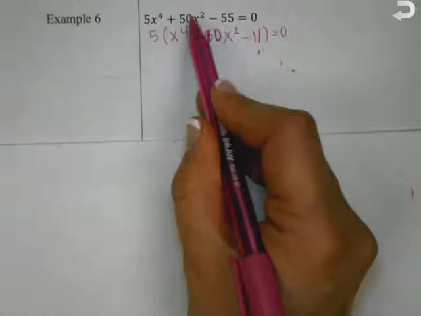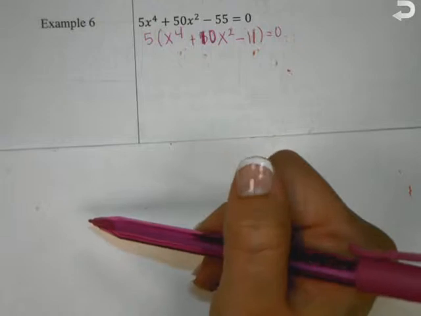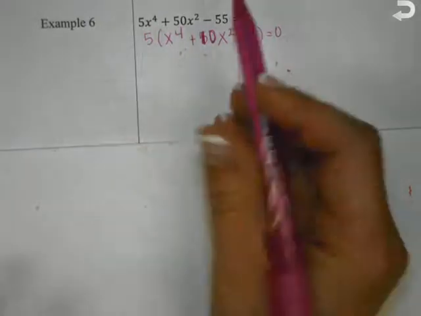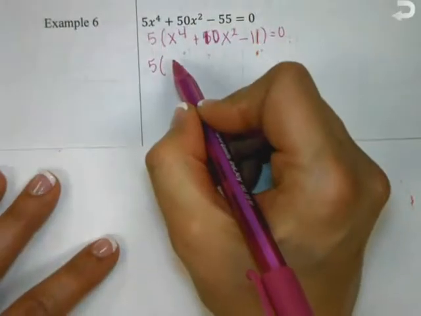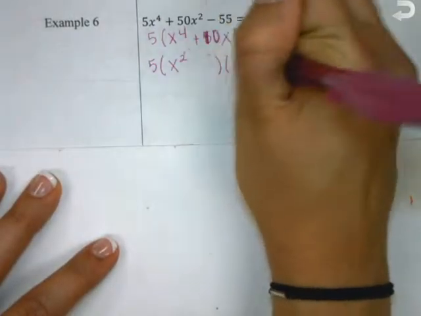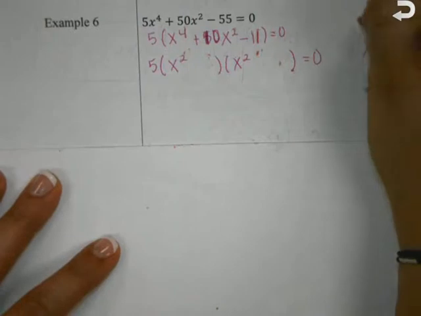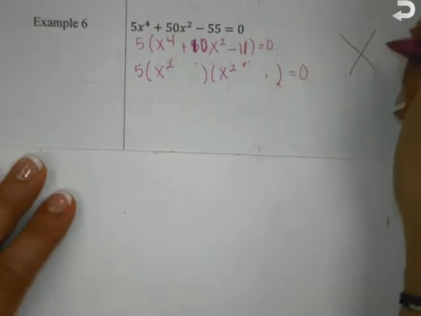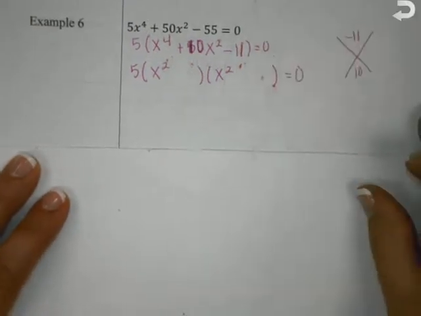Actually, I can. Instead of breaking it up into x and x, we can just break it up into x squared and x squared. So we just need to fill in those blanks. What two numbers multiply to -11 and add up to +10? 11 and 1. Which one is negative? The 1. So that's plus 11 minus 1.